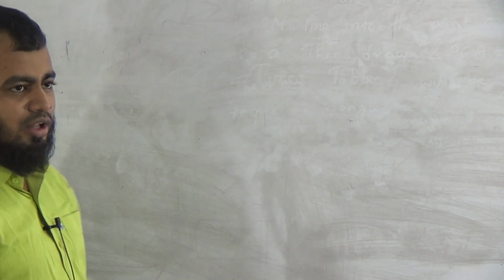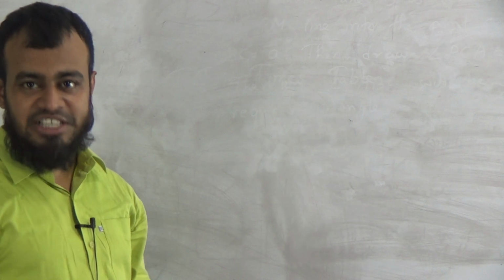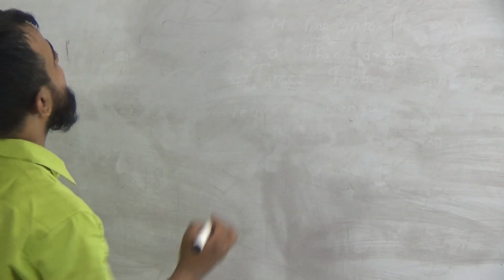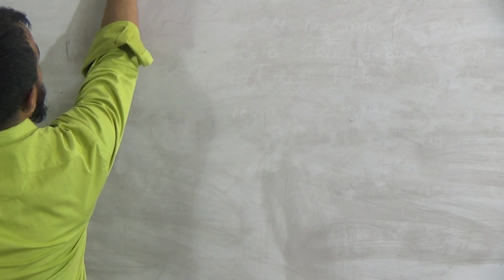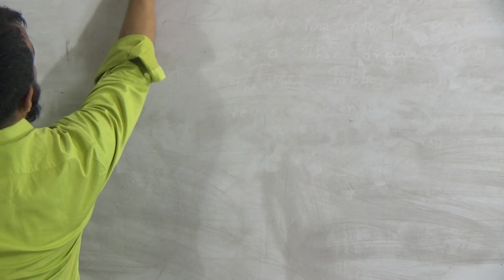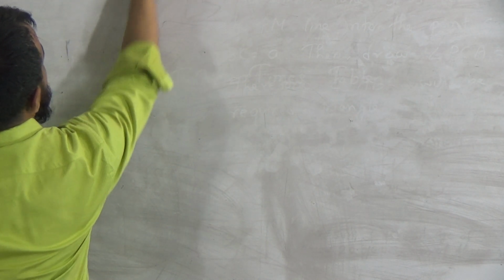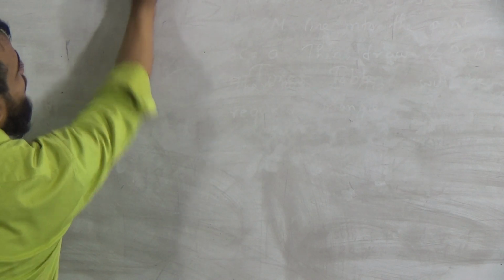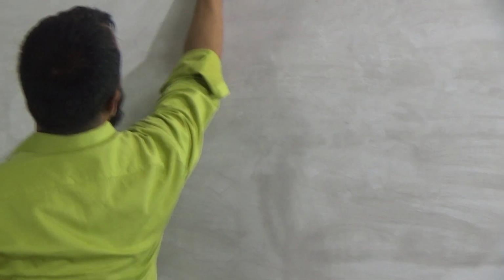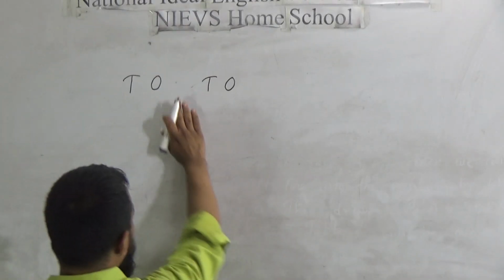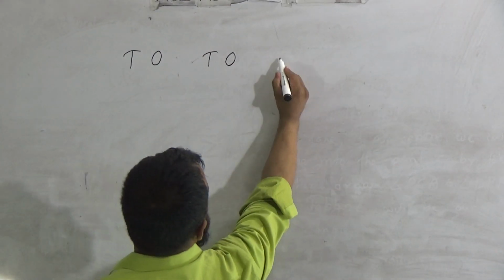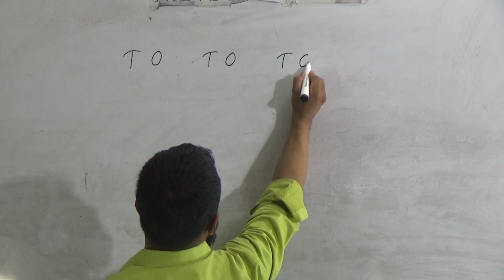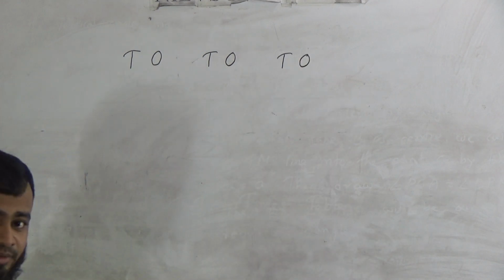First of all, I am going to write down the times table of 6. To write the times table, we need to identify the tens place and the ones place. T means tens place, O means ones place. Then we should give a gap here. Again, we should write down tens place, ones place. And again, I will give a gap here. We should write down tens place and ones place for the writing of times table number 6.